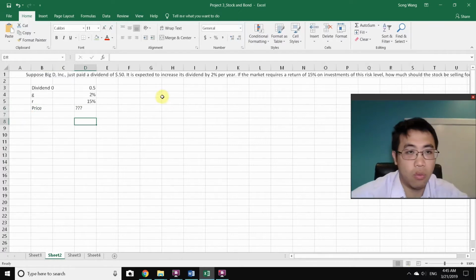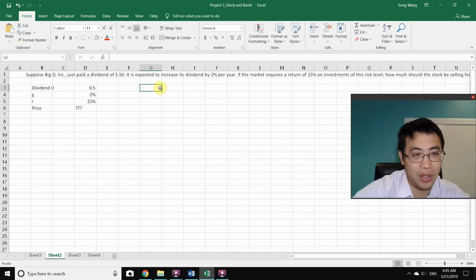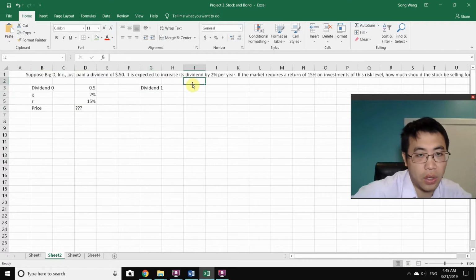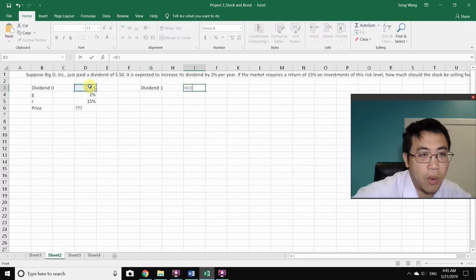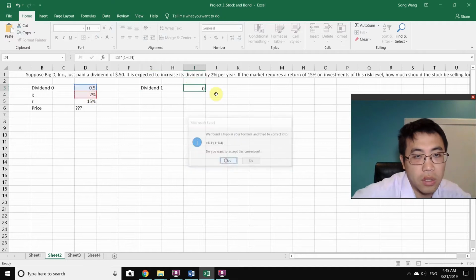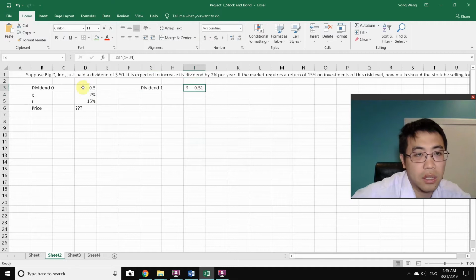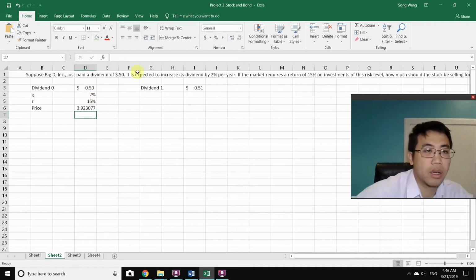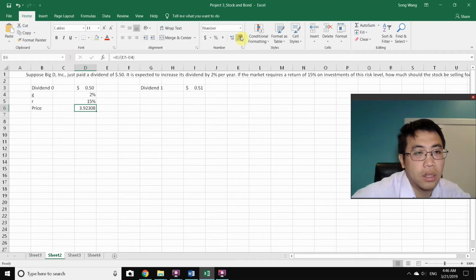If you use the one-line formula, you first need to get dividend 1, which is your dividend 0 grown by 1 period, times 1 plus 2%. That's 51 cents. And then price 0 is dividend 1 divided by the required return minus the growth rate. All right, so that's $3.92.